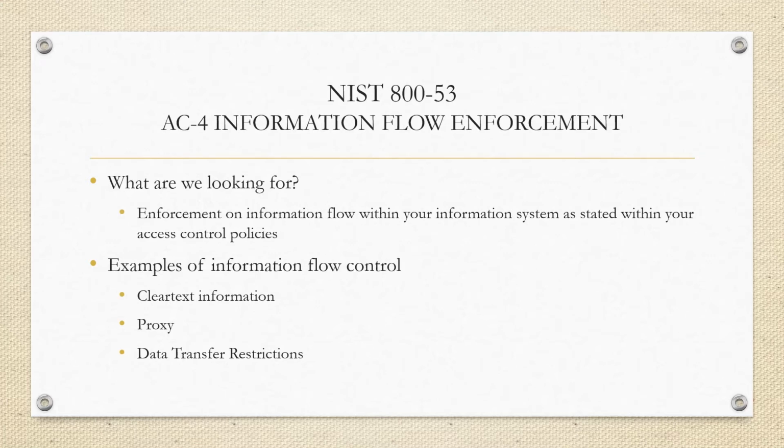We're really looking for enforcement on the flow of that information within the information system. And are the necessary controls and safeguards in place that are mentioned within your access control policies? Some examples of what you could be looking for are making sure that information isn't transmitted in clear text or between different information systems. You could be using a proxy to restrict web requests or setting restrictions on data transfers within your information system, and that can be based on content or input structures or anything like that.